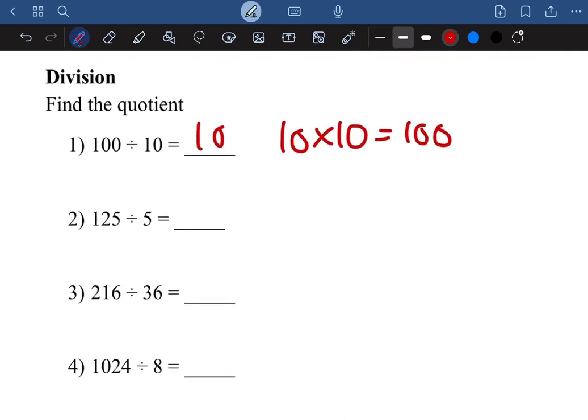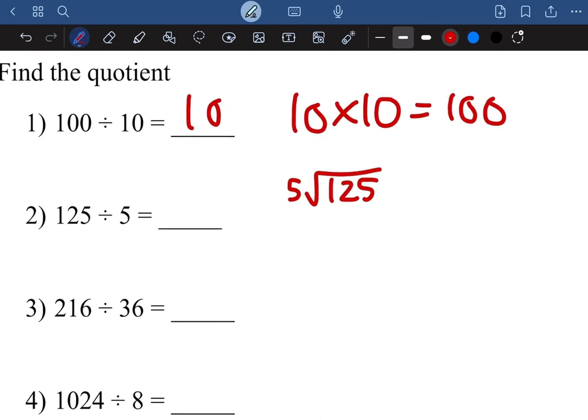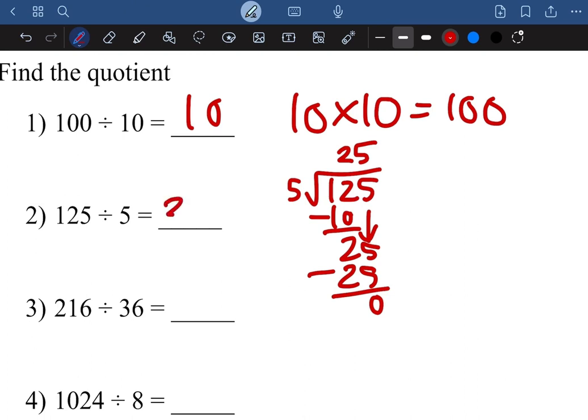Number 2, we have 125 divided by 5. So first, we're going to set this up. 5 goes into 1 0 times. 5 goes into 12 2 times. 2 times 5 is 10. 12 minus 10 is 2. We bring the 5 down. 5 goes into 25 5 times. 5 times 5 is 25. 25 minus 25 is 0. So our answer for number 2 is 25.